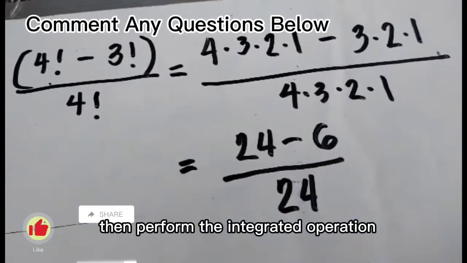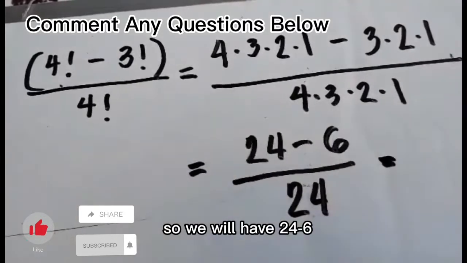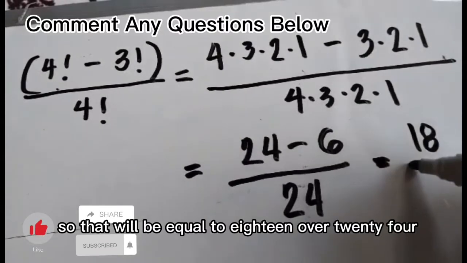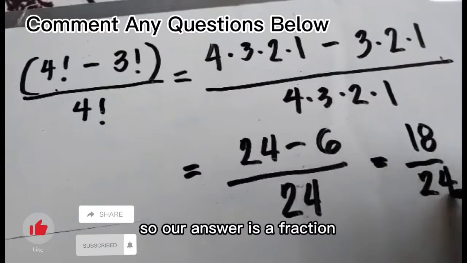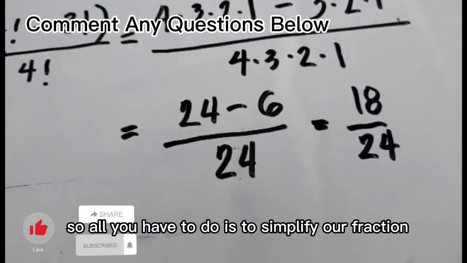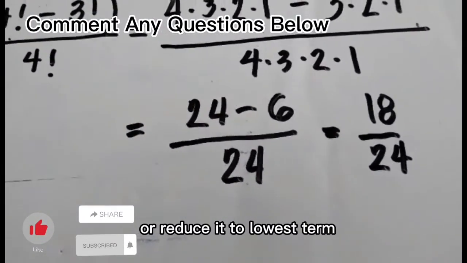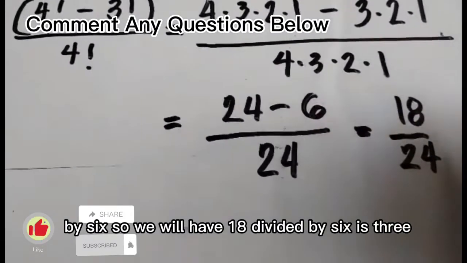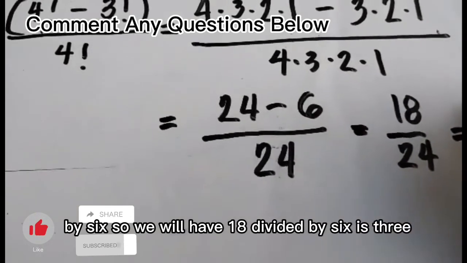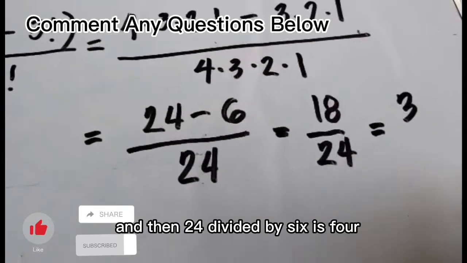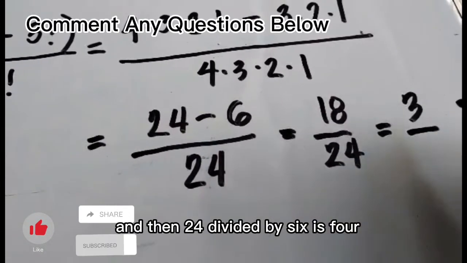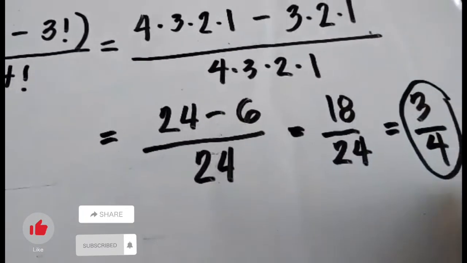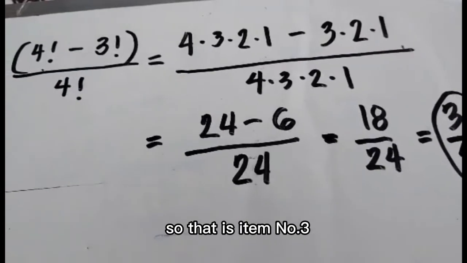Then perform the indicated operation. We will have 24 minus 6, which is equal to 18 over 24. Our answer is a fraction, so all you have to do is to simplify our fraction or reduce it to lowest terms by dividing both the numerator and the denominator by 6. We will have 18 divided by 6 is 3, and 24 divided by 6 is 4. So our final answer is equal to 3 over 4. That is item number 3.